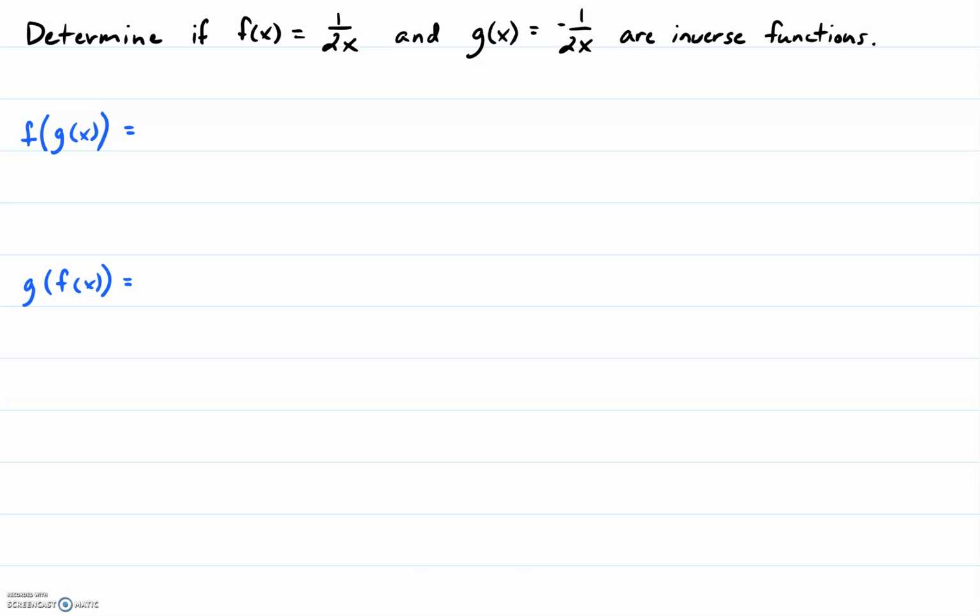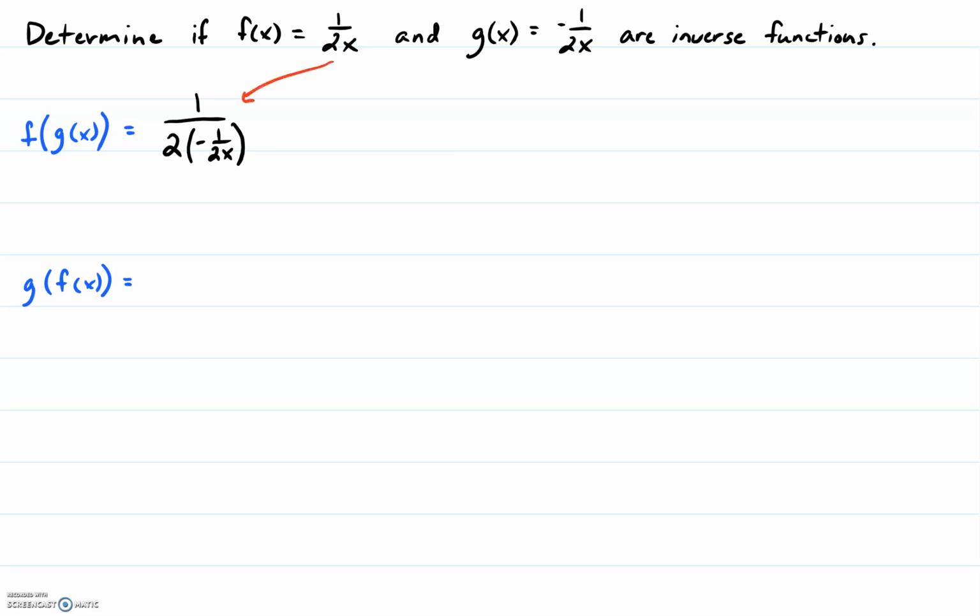So first of all, let's figure out what f of g of x is. f of x is 1 over 2 times x, so f of g of x would be 1 over 2 times whatever g is. And g is negative 1 over 2x. So we just put the g function, negative 1 over 2x, in the place of x. That's all we did, right here.